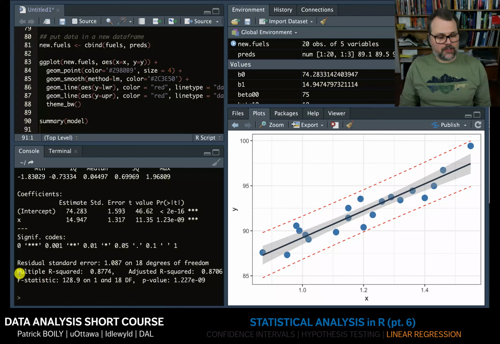And you can also extract the coefficient of determination, what percentage of the variation is explained by the linear regression itself. It is 88%.